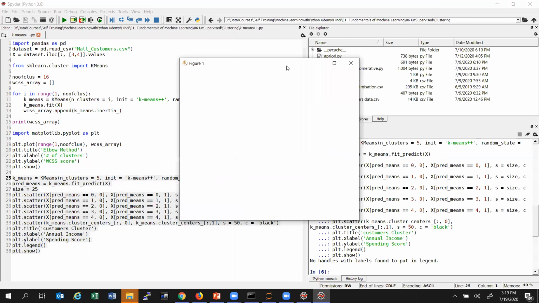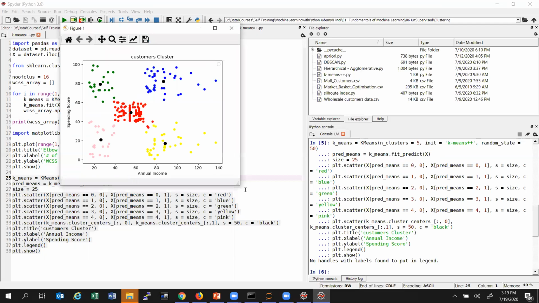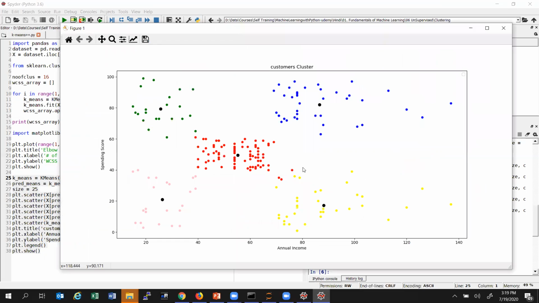So see here, we got total 5 clusters which are represented in different colors, and with centroid as black dot. Just a minute.